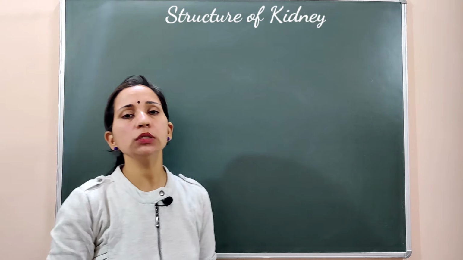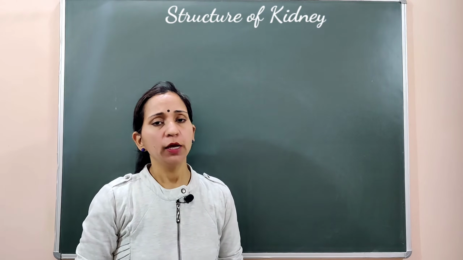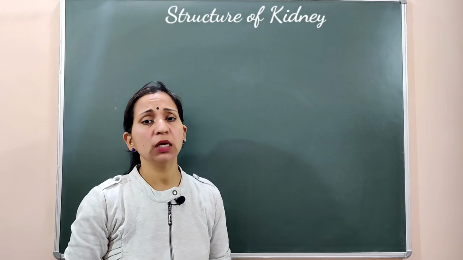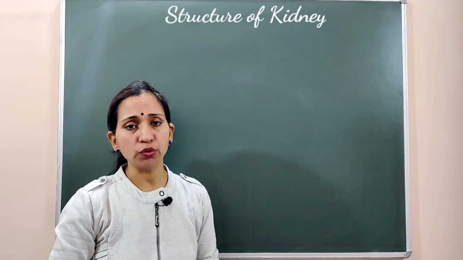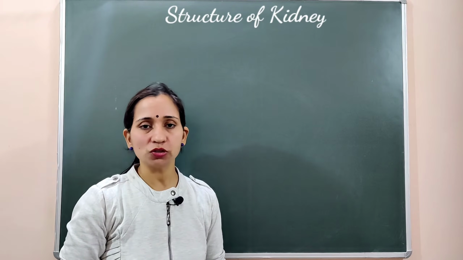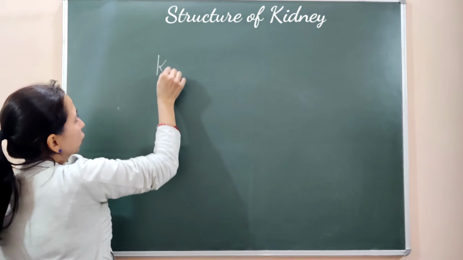We will discuss the main excretory organ of the human body, that is the kidney. First of all, we will discuss the location, shape, size and other details about the kidneys. After that, we will come to the external as well as internal structure of the kidney. So let's start with the first. So we are talking about the kidneys.